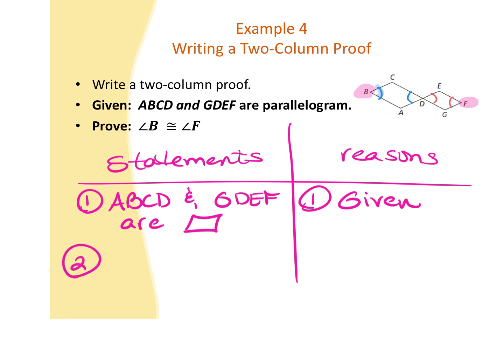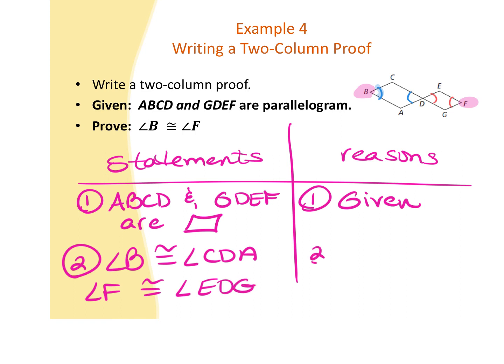So number 2, I'm going to state, and I need to use 3 letters for the one in the middle. I can call angle B, but the other one across from it needs to be named with 3 letters because there's 2 angle D's there. So I can call it CDA, and then the other side is angle F with angle EDG. And the reason why I can state these 2 sets of angles are congruent is by using the parallelogram opposite angles theorem.